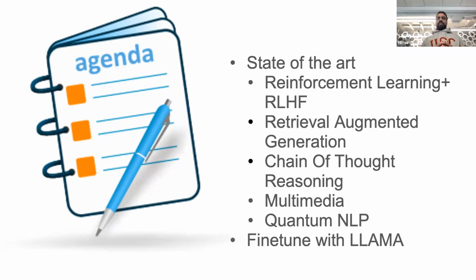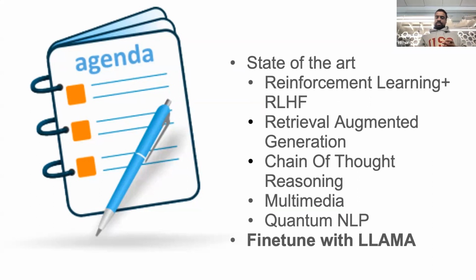Then I'll quickly touch upon multimedia. In the entire lecture series, you have only been looking at language. Of course, all the state-of-the-art large language models are built on language, but people have started extracting their power to utilize multimedia like video and audio. I'll talk about how they have been doing it. And also I'll talk about my research on quantum NLP, which is the next level of artificial intelligence, known as quantum AI. If we have time, I will go through fine-tuning a Llama.